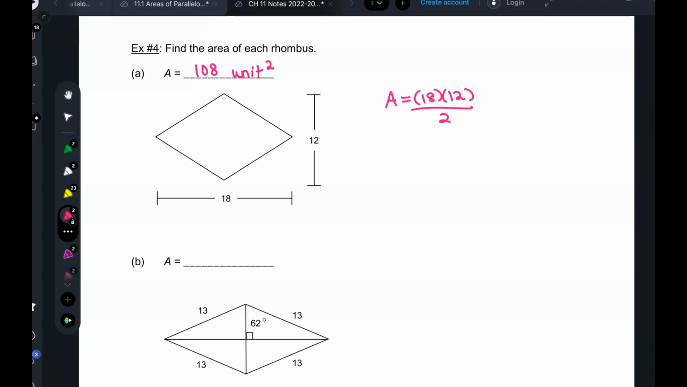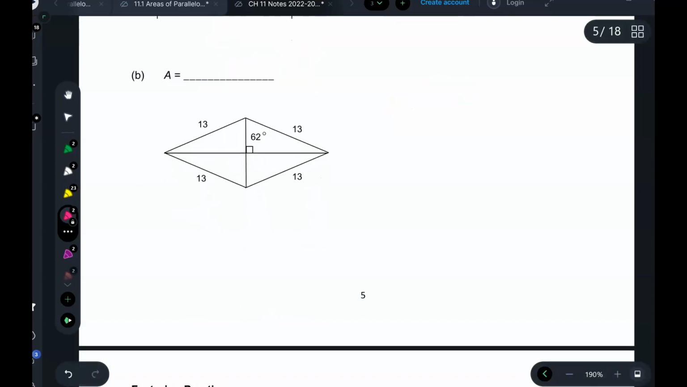Now we have, this is a rhombus. We know that because all the sides are congruent. This 62 is referring to this angle. So what do I need? I don't have either one of the diagonals. Okay, so let's focus.